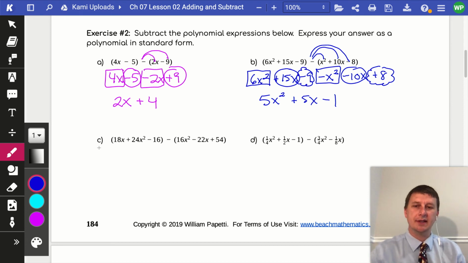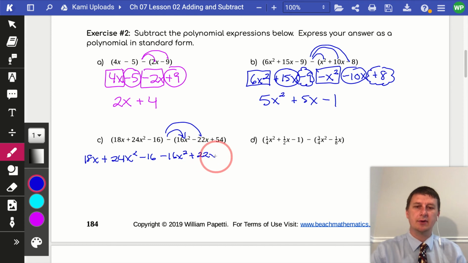Taking a look at part C. Again, we're subtracting, so we're going to be distributing the negative. I'm just going to recopy what's first there: 18x plus 24x squared minus 16. And now let's go ahead and distribute that negative. I get minus 16x squared. I get minus a negative, which is a positive 22x. And I get minus 54.